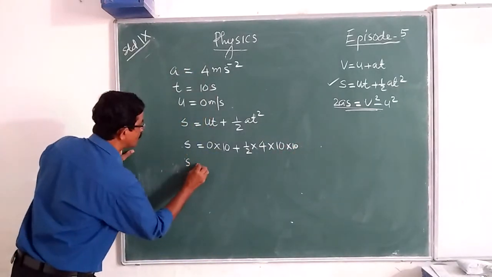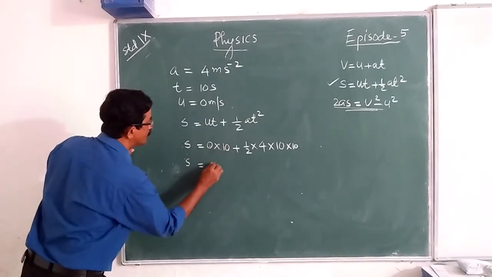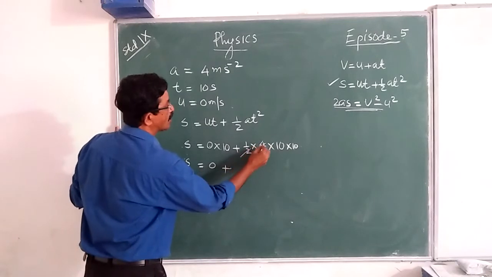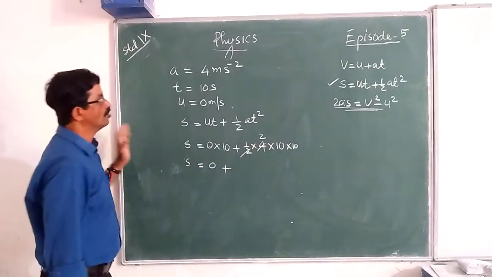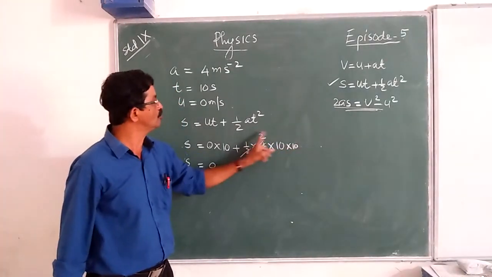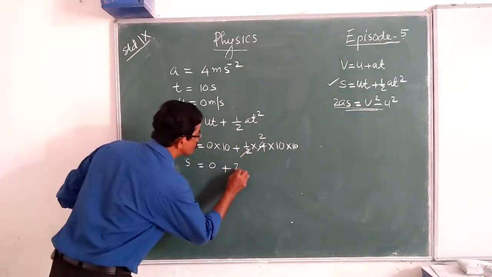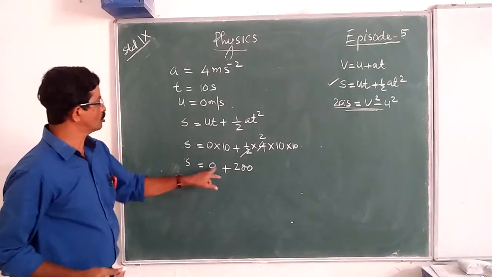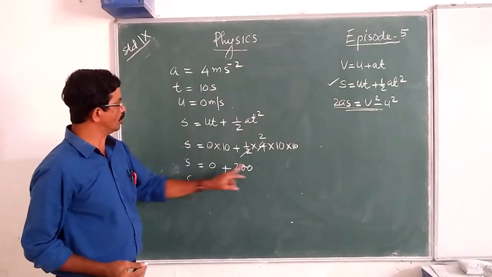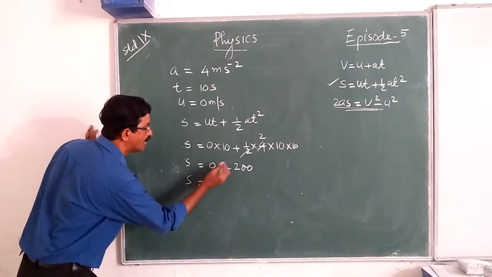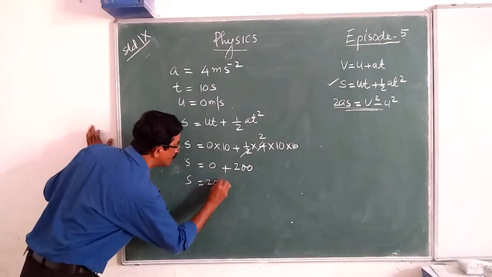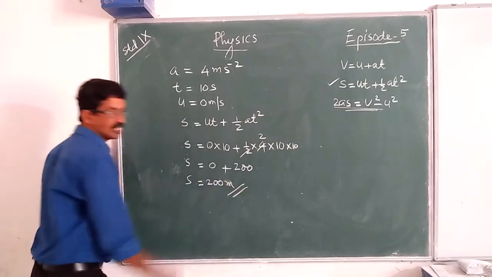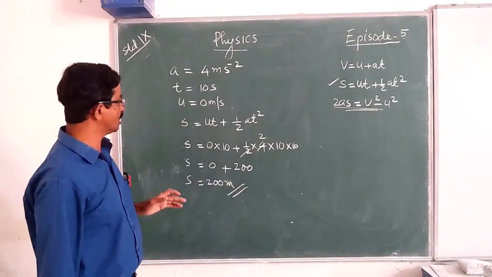That is S is equal to 0 into 10 is 0, plus this 2 and 4 we can cancel. Then what we get, 10 into 10, 100 into 2, 200. That is S equal to 0 plus 200, which means nothing to add. That means 200 meters is the distance traveled by the racing car.